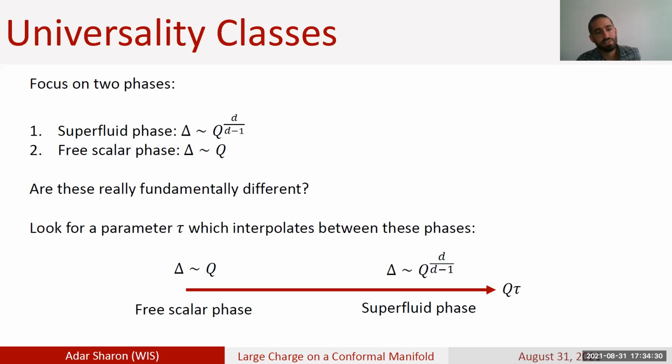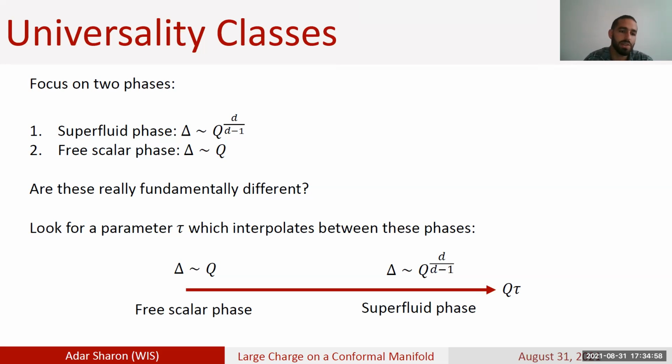We discussed these 2 phases, the superfluid phase and the 3-scalar phase. And the question I want to ask is whether these are really fundamentally different. In the superfluid phase, the dimension goes like Q to the d over d minus 1. In the 3-scalar phase, it's just linear in Q. And the question is what happens as we vary some parameter and go from one phase to the other. Because we call them phases, it sounds like there should be some phase transition, some singularity, and we're going to check whether this is really the case.